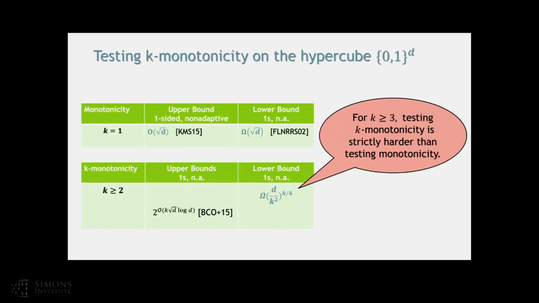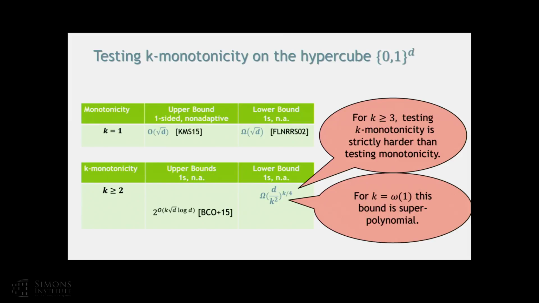So what do we talk about here? So our results are for k-monotonicity, and so we'll talk about the lower bound first. And so our lower bound looks like this, which is roughly something like d to the exponent k over 4. So something roughly like the dimension to the k. So this already says that if k is at least 3, then testing k-monotonicity is strictly harder than just testing plain old monotonicity. So it's already got to be a little bit harder. And it gets really hard when k gets super constant, because then this bound becomes super polynomial.